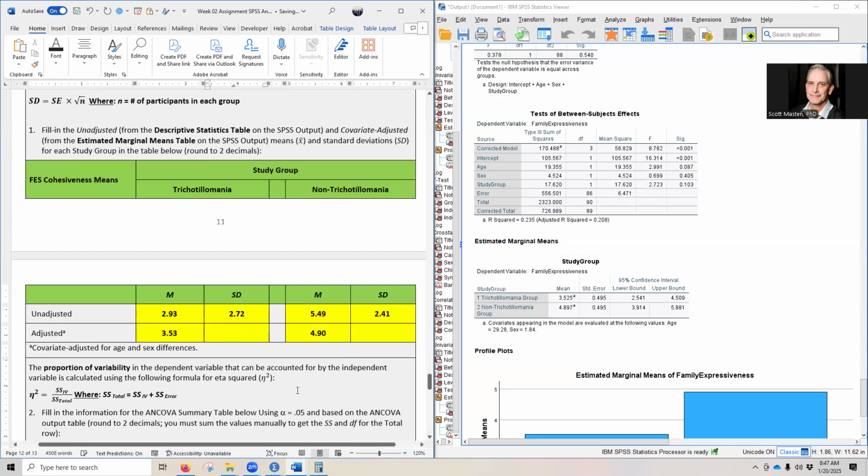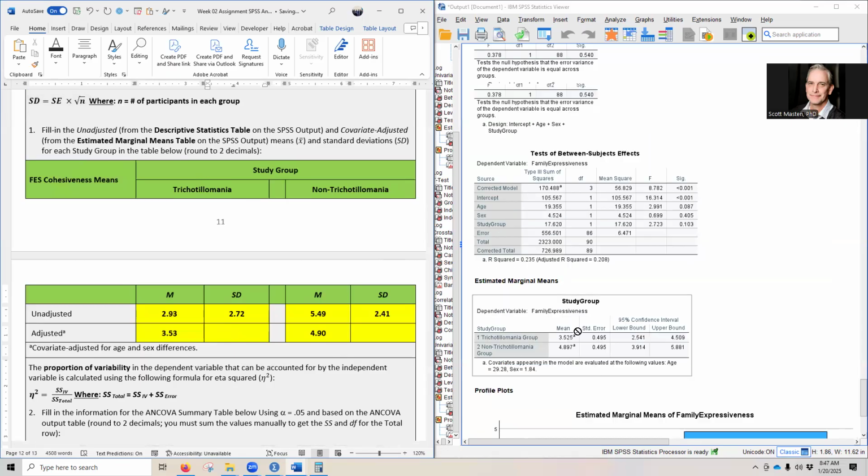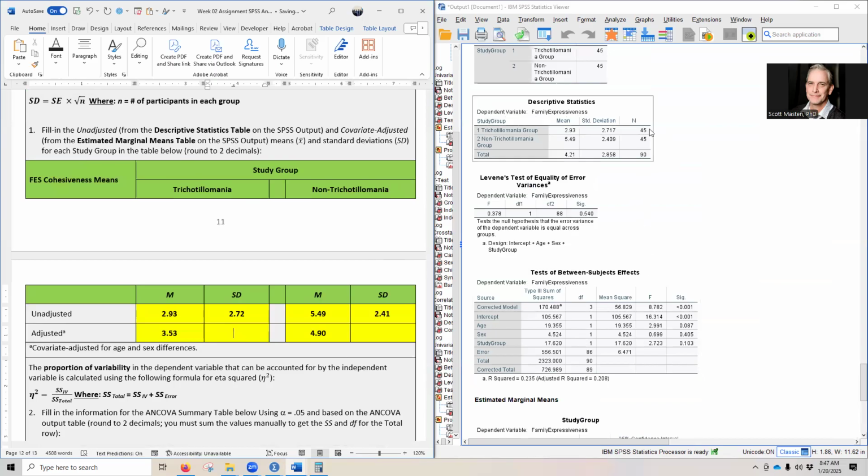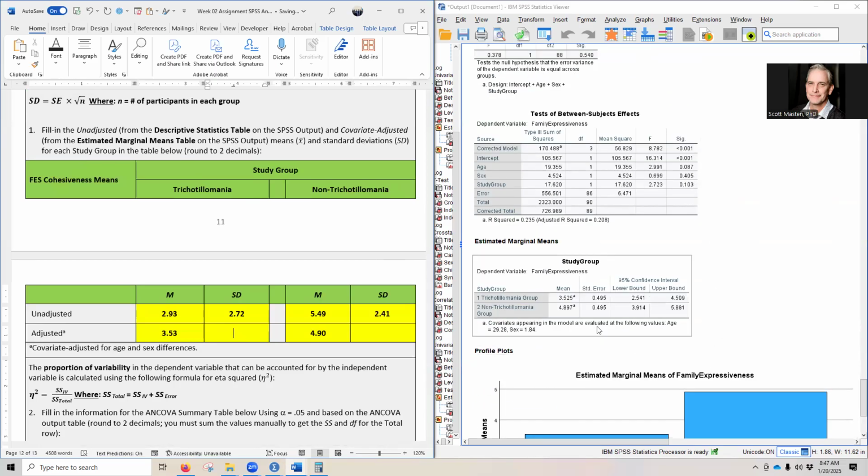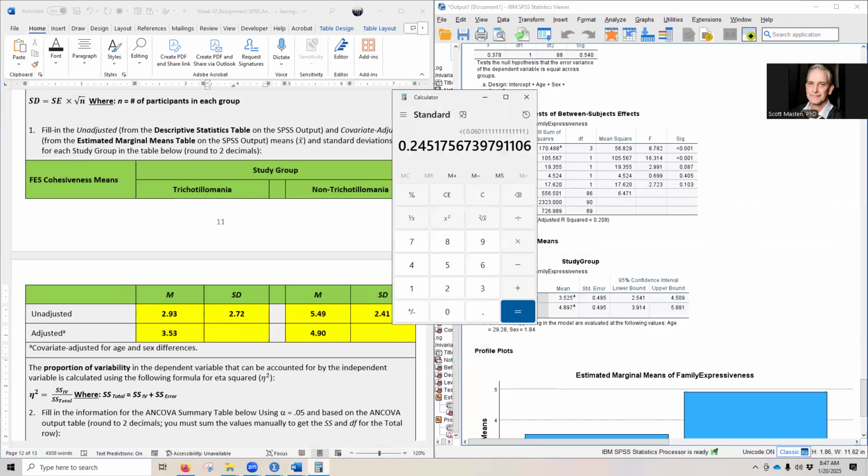So standard deviations is where things are a pain in the butt. You have to take the standard error, and note it's the same number, so we only have to do this once. It's the standard error times the square root of the sample size, n. How many were in each group? I think there was 45. So we need to multiply that standard error times the square root of 45, which I can't do in my head. The square root of 45 is 6.708, blah, blah, blah.